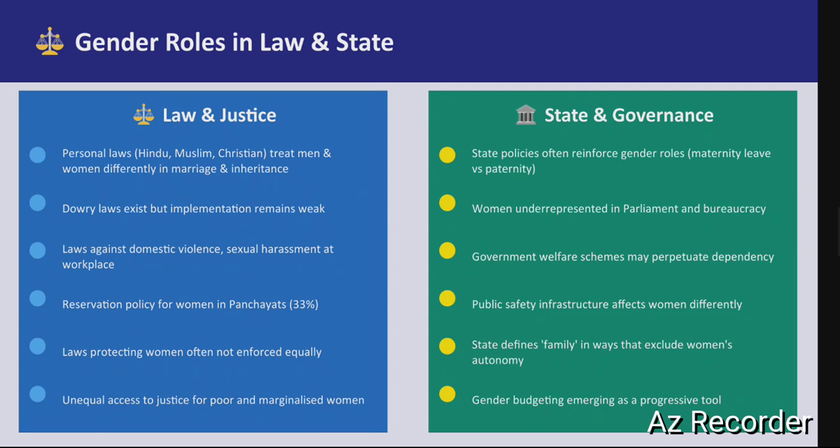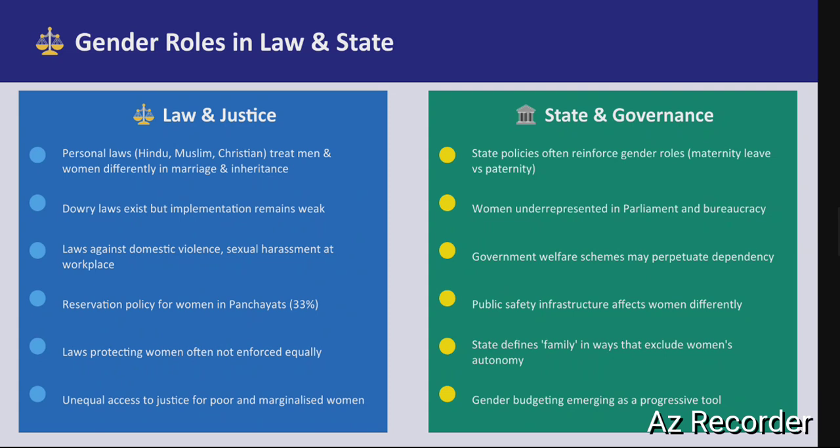Reservation policy for women in panchayats is 33%. Laws protecting women are often not enforced equally. Unequal access to justice for poor and marginalized women. These things are there, but when it comes to action, it is weak.